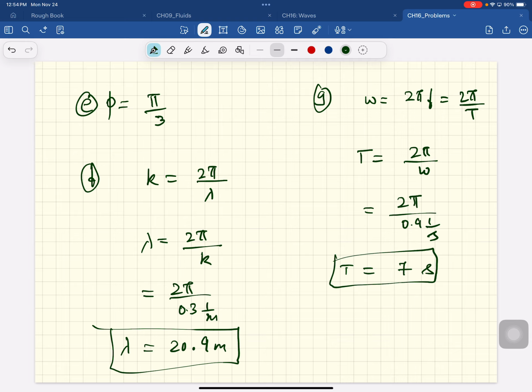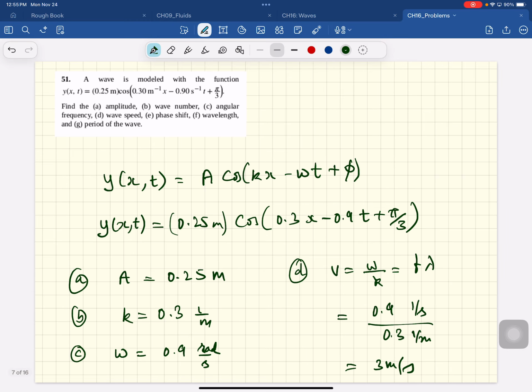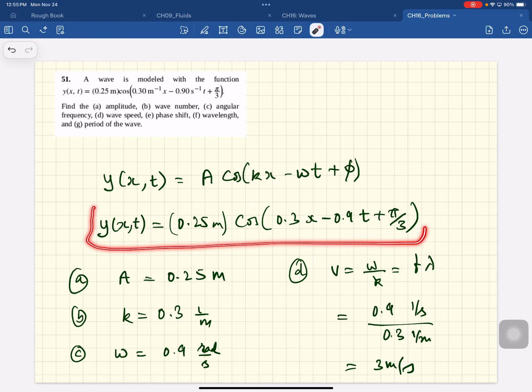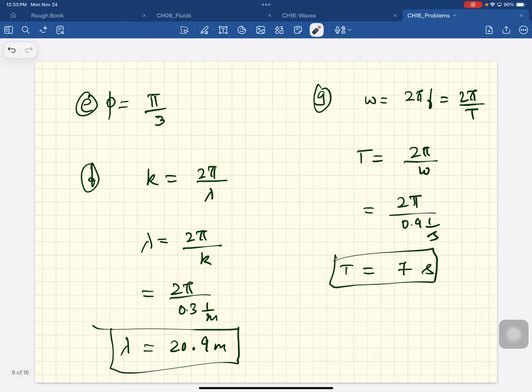Seconds. All right, so the point of this problem was, see, this representation of the wave contains all that information. So that's what we wanted to show you.